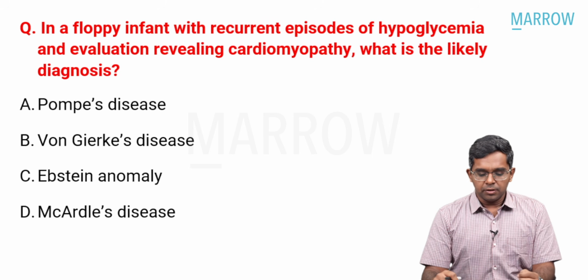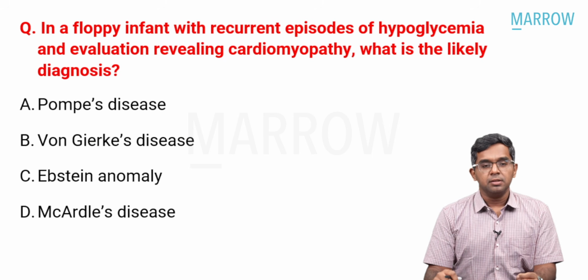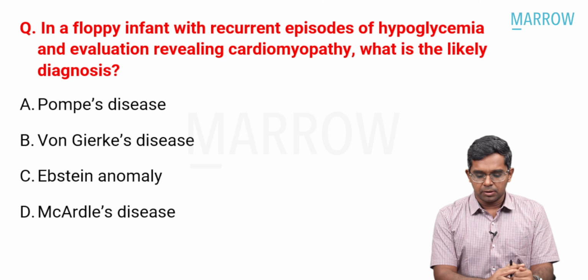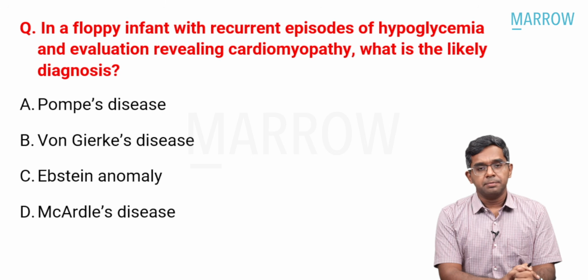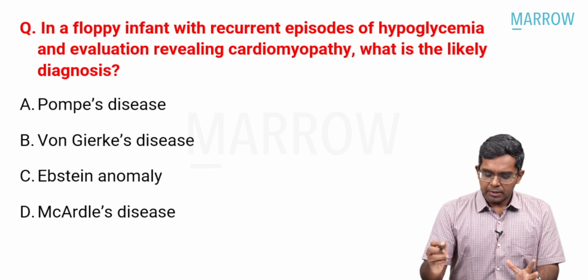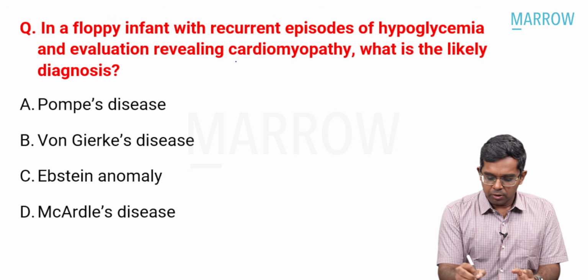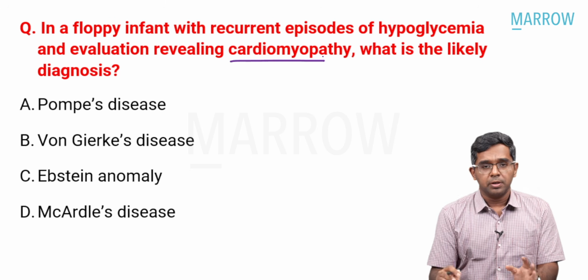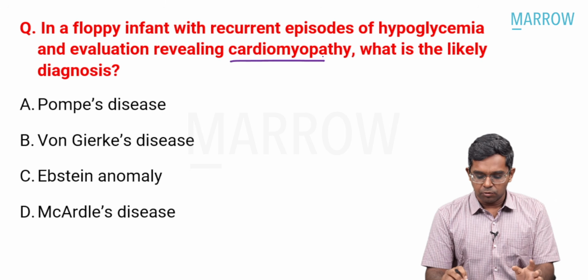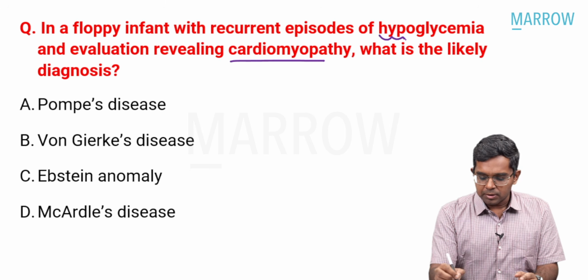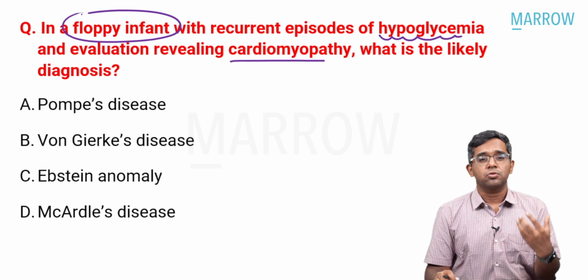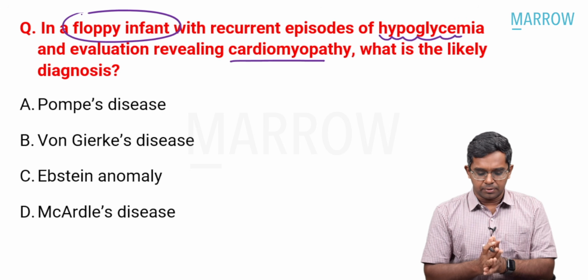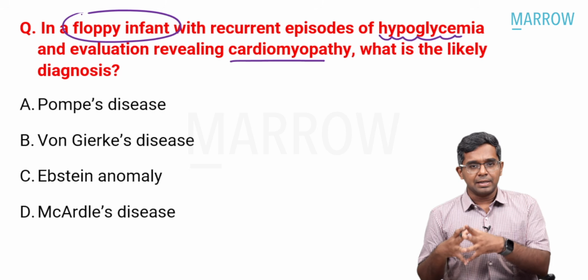In a floppy infant with recurrent episodes of hypoglycemia and evaluation revealing cardiomyopathy, what is the likely diagnosis? Pompe's disease, von Gierke disease, Ebstein's anomaly, or McArdle's disease. You can see that in this particular question, there is cardiomyopathy. That means definite involvement of the heart. Along with that, hypoglycemia is also noted, and floppy infant. Floppy means extreme hypotonia in the baby, right? Now, which of these will be the likely diagnosis?